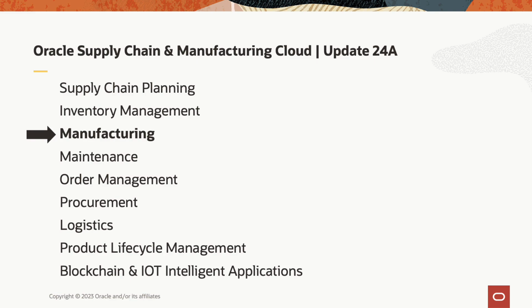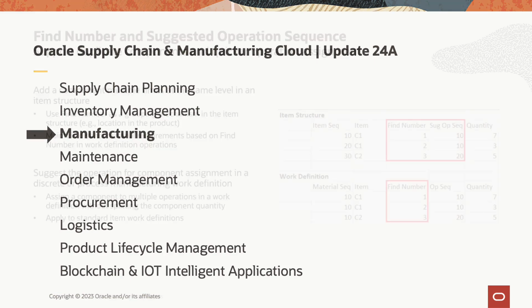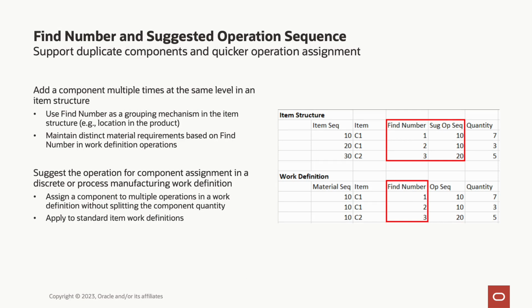Now on to manufacturing. Previously, modeling a duplicate component required manual coordination to split the component quantity across multiple operations and later to synchronize quantity changes for the component.